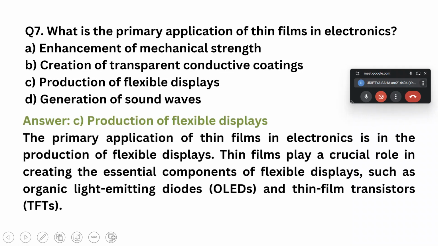So the answer is production of flexible displays. The primary application of thin films in electronics is production of flexible displays. Thin films play a crucial role in creating essential components of flexible displays such as organic light emitting diodes and thin film transistors, TFTs.